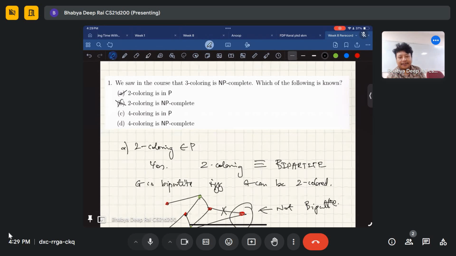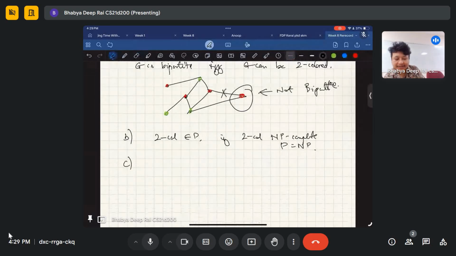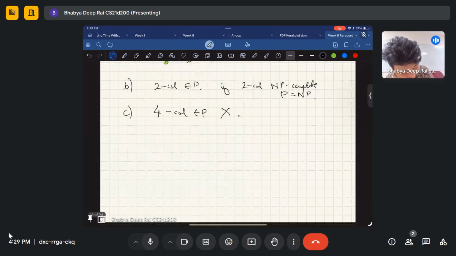4 coloring is in P. This cannot happen. Why? Because 3 coloring itself reduces to 4 coloring.